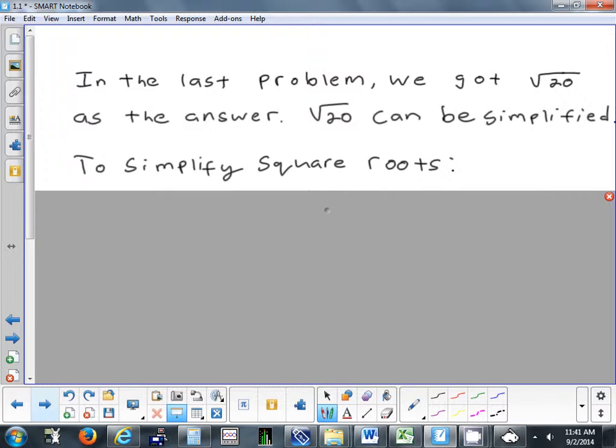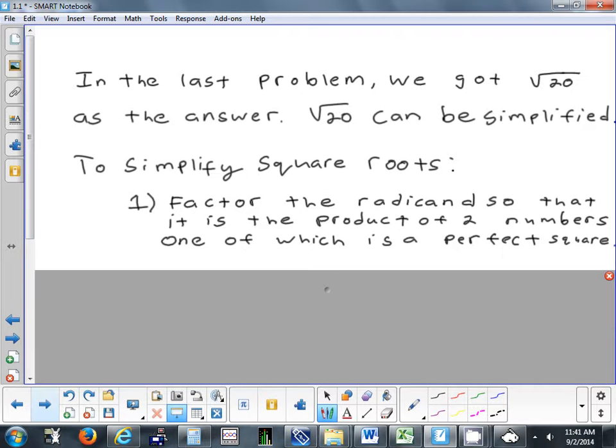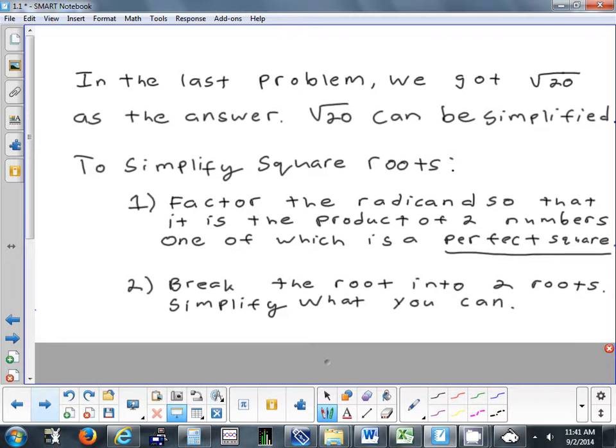Okay, so in the last problem I just explained, square root 20 can be simplified. If you need the steps on how to do it, you need to factor the radicand, that's the thing under the root. So that is the product of 2 numbers, like 4 times 5. One of the numbers you pick needs to be a perfect square. Then break the root into 2 roots, just like we did, square root 4 times square root 5, and simplify what you can. Those are the 2 steps for simplifying roots, if you need them.